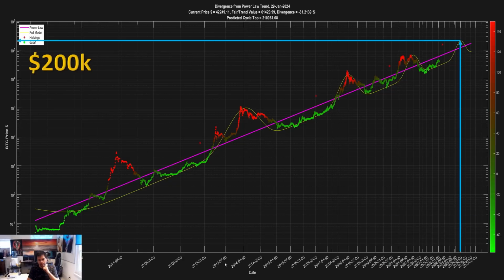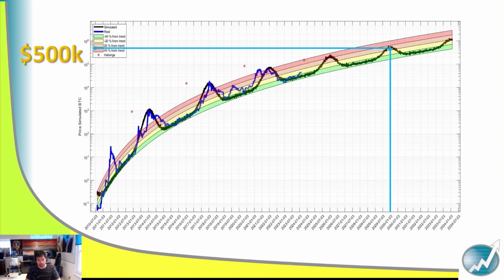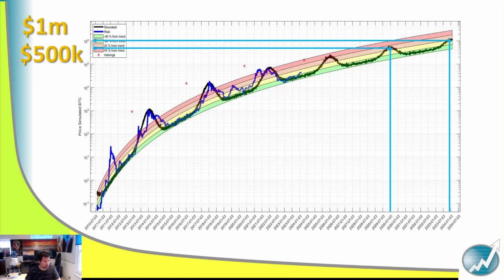Another way you can look at the power law is by having a log plot for price, but then a linear plot for time, and that gives us something we can understand a bit better. You can see time doesn't look like it's being compressed, and this one goes out a bit further. The crazy thing here is the next cycle ends at the end of 2029, and we're looking at a 500k Bitcoin, plus or minus about 100k, and then the cycle after that is the end of 2033, which is a mind-boggling $1 million Bitcoin, plus or minus 200-ish k.